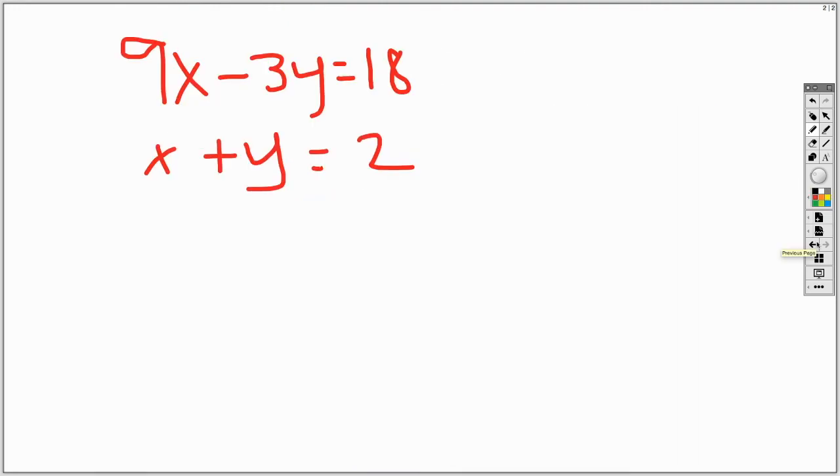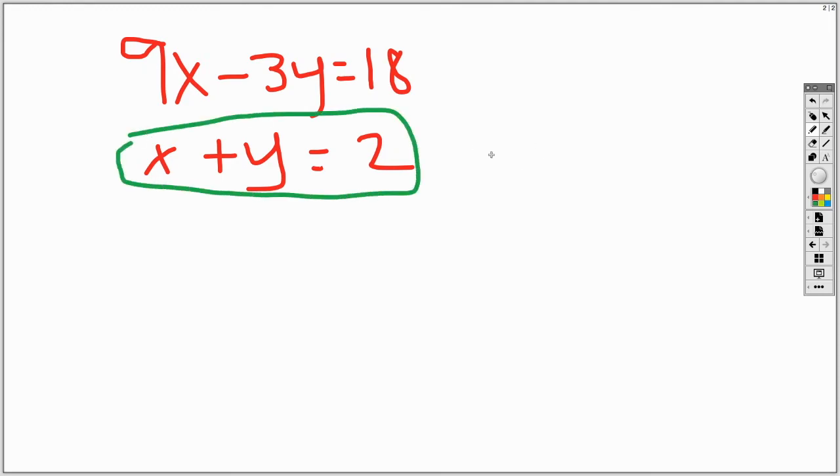Let's take a look at another example. We have 9x minus 3y equals 18 and x plus y equals 2. If you noticed, both of these are in standard form, so we have to take one and convert it into slope-intercept form. I'll take this one, and I get y equals negative x plus 2.